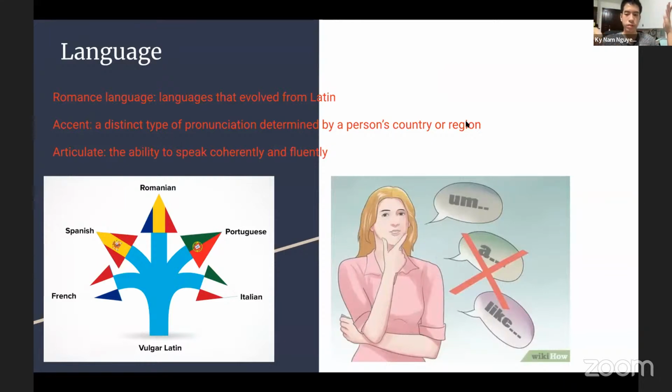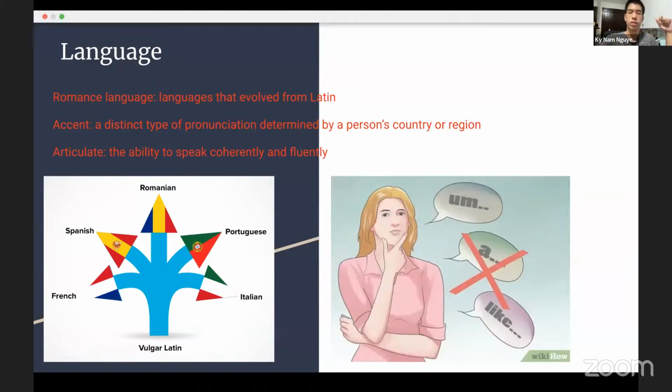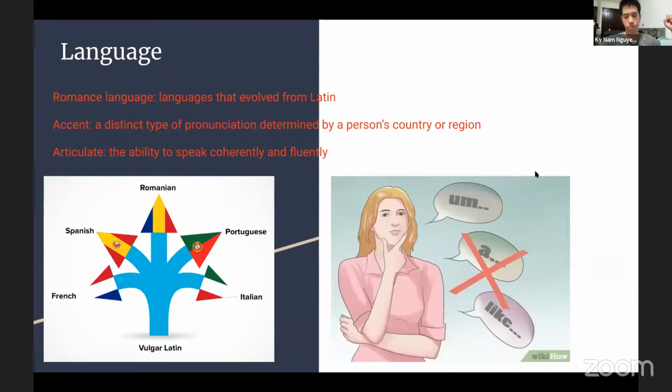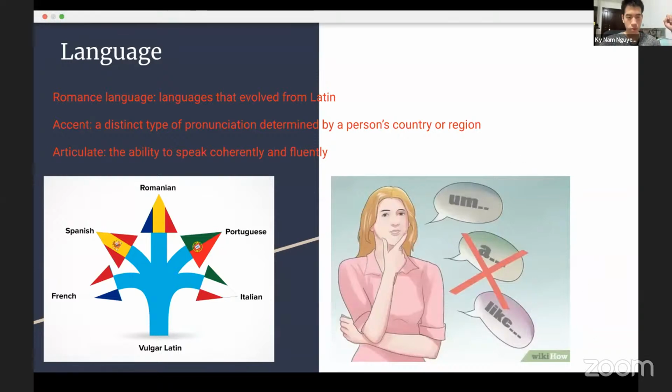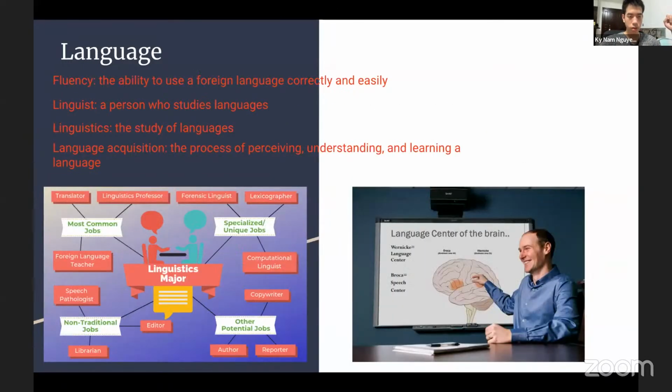So depending on where a person lives, they could have a different accent when they are talking. Next after that is the word articulate, which is the ability to speak coherently and fluently. So you're not stumbling between your words. That is being articulate. Any questions? Okay, if not, I will move on. I believe this is also the last slide.